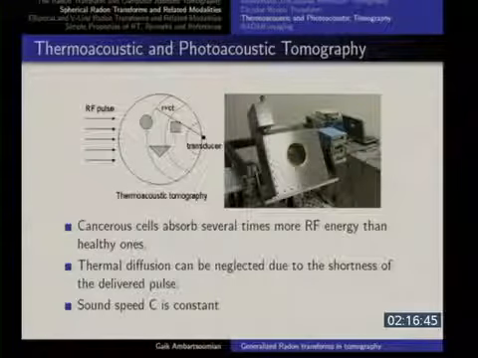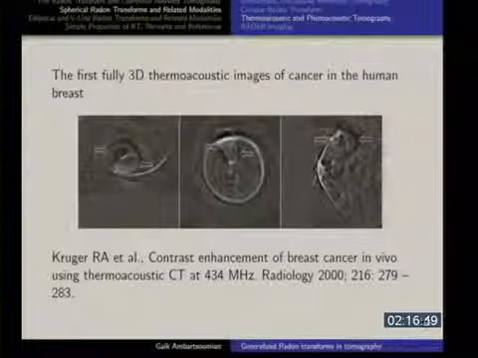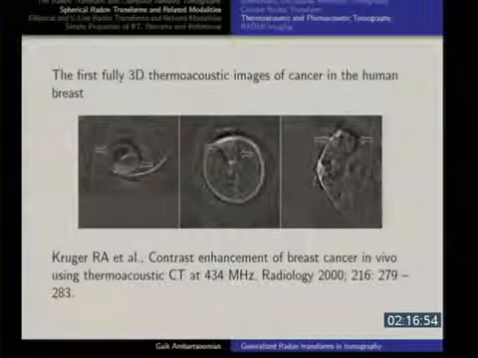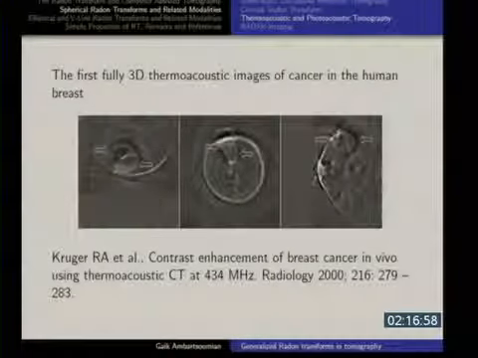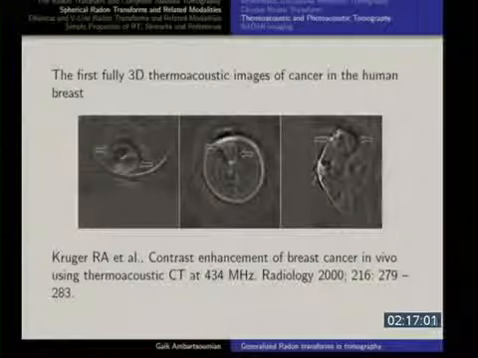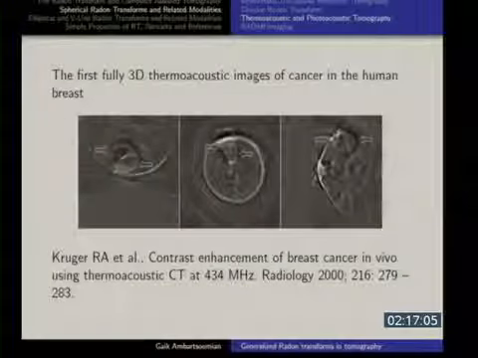Okay, so again, we'll assume that the sound speed is constant. Now this is an image, guys, made by Robert Kruger, who was one of the first guys who came up with this idea of using it for imaging. He made a device in his garage, basically. I mean, there are YouTube videos of his lab. If you look at it, it's literally like doing things in the garage.